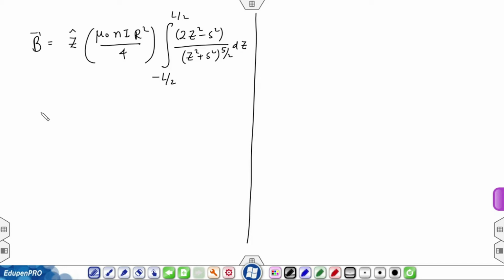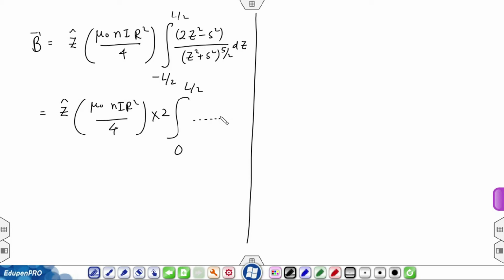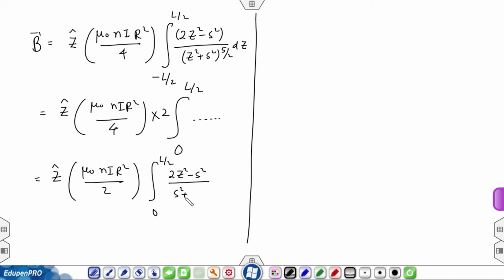Since this is an even integral, I can write this as z μ₀ n I r² by 4 times 2 integral from 0 to L/2 and the rest. So, this comes out to be z μ₀ n I r² by 2 integral 0 to L/2 of (2z² − s²) divided by (s² + z²)^(5/2) dz. And this is a very simple integral to perform.